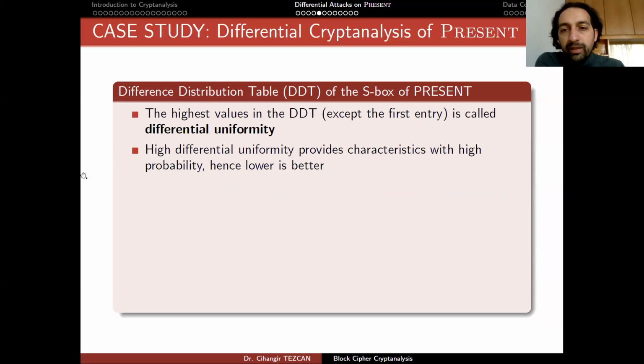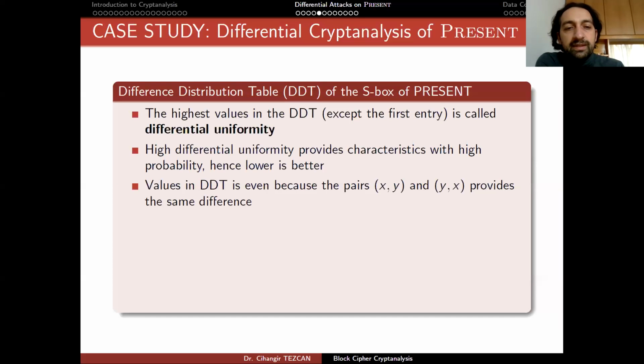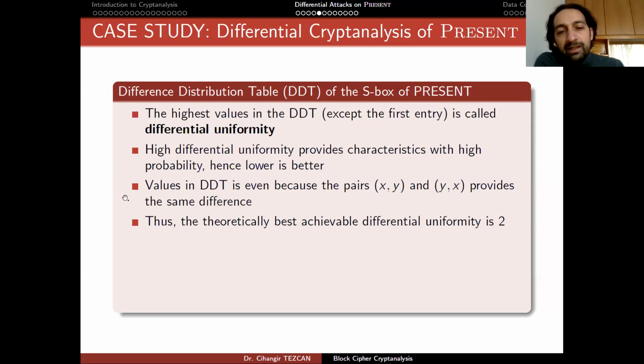So high differential uniformity provides characteristics with high probability, hence lower is better for the designer and for all of us. Values in the DDT are even because the pairs xy and yx provide the same difference, because Sx XOR Sy would be equal to Sy XOR Sx. This is why every value appears twice. Thus, the theoretically best achievable differential uniformity is 2 for every bijective S-box. But this theoretically best achievable uniformity, as I told you before, is not possible for 4x4 S-boxes. But we know some mathematical constructions to obtain this for odd dimensional S-boxes, like 5x5. But we don't have such a technique for even dimensional S-boxes.